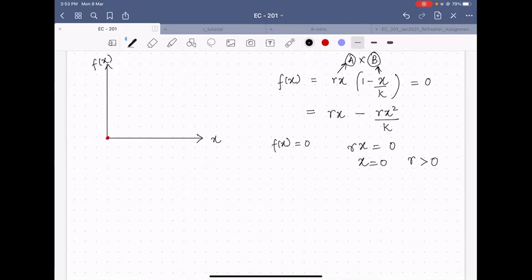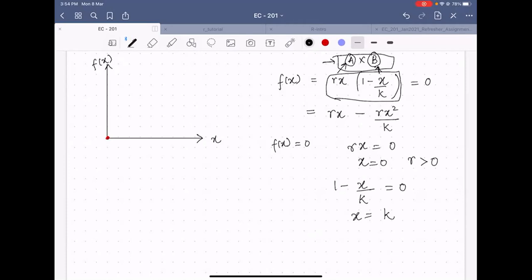Now the other case would be, for example, rx is not equal to 0. Then we look at the b here. That means 1 minus x by k is equal to 0. Then x becomes k, which means the other root is k. This is a useful thing, that you don't really have to solve. This is the simplest notation to actually find roots, because it is already represented in a way that you can easily look at the function and say, oh, the roots are 0 and k, because you think in this way, like the a and b kind of thing. Is this clear?